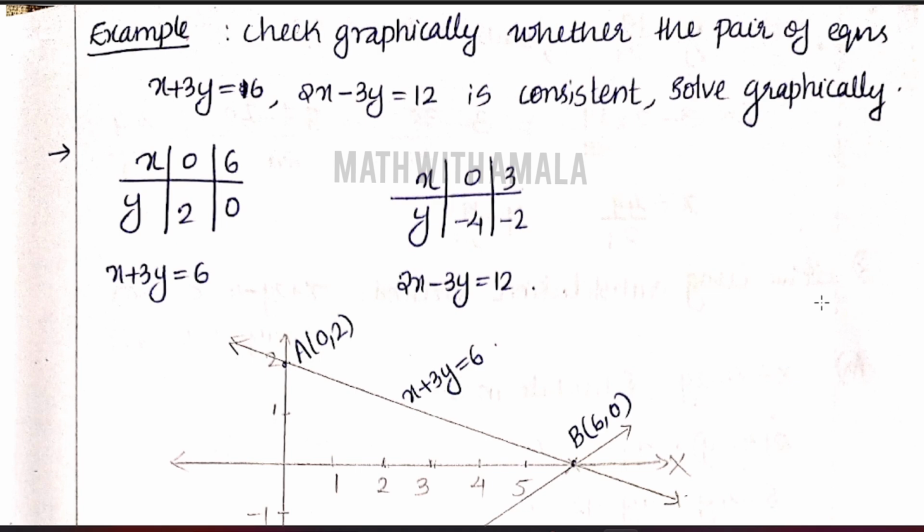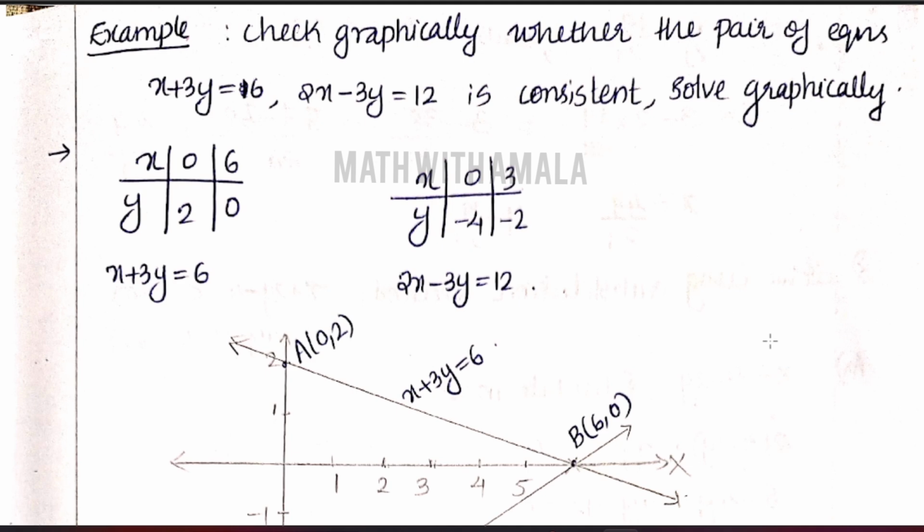Check graphically whether the pair of equations x + 3y = 6, 2x - 3y = 12 is consistent. Solve graphically. In order to be consistent, the pair has to have a1/a2 not equal to b1/b2. It is clear here, so it is a consistent pair of equations.